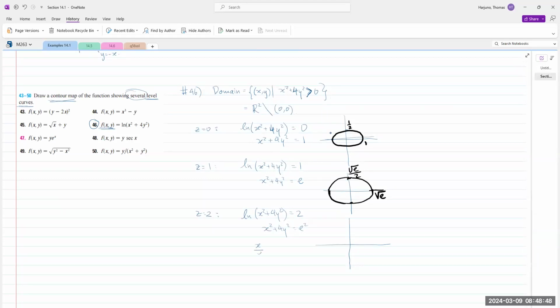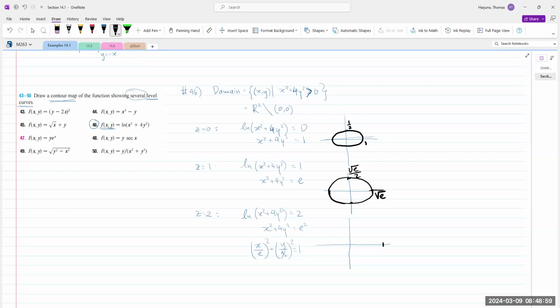But basically what I'm doing is I'm graphing this. This is x over e squared, this is y over e over 2 squared plus 1. From there we see that the graph has, let's say this is e, and this is e over 2. Okay, now then later on, those are the several level curves, right?